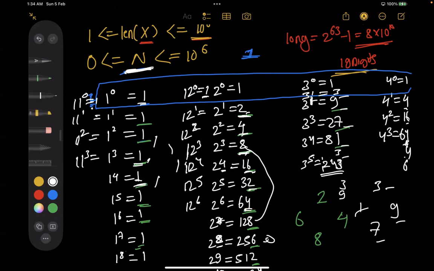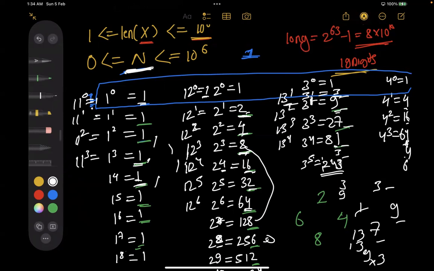Now let's take 13. 13 power 1, the last digit is 3. 13 power 2: if you multiply 13 into 13, 3 times 3 is 9. The last digit is 9. 13 power 3: you multiply 3 times 9, which is 27. The last digit will be 7.